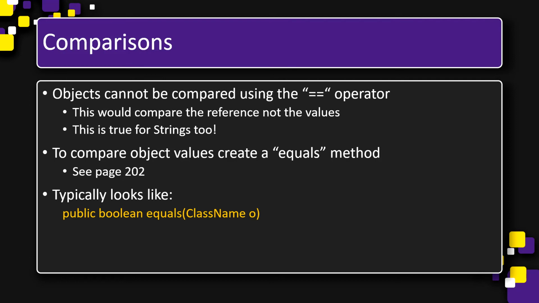And typically it looks something like public boolean equals, your class name and an o, which stands for other, as in the other object. And this is just a method that you describe and define in your class. We do this again so we can compare on certain data values that we think are important for determining whether or not these two objects are actually the same.